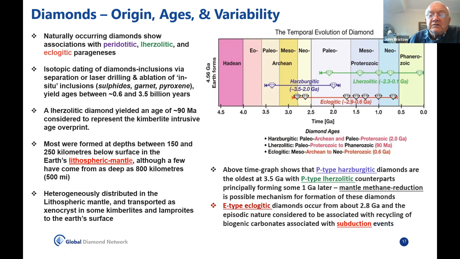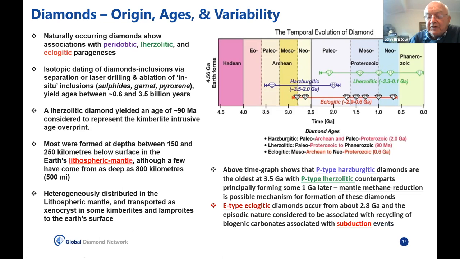On the other hand, these eclogitic diamonds, which show quite regular, repeated ages, we think probably occur due to eclogitic processes or processes of subduction. So these ancient continents, as we know, either have an old core at the base, or we are adding to that core with younger geologic processes through subduction. And these eclogitic diamonds, which also have different carbon isotopic signatures, appear to be related to subduction events where we're recycling old biogenic carbonates back into the mantle and taking them down to depth where diamonds form.